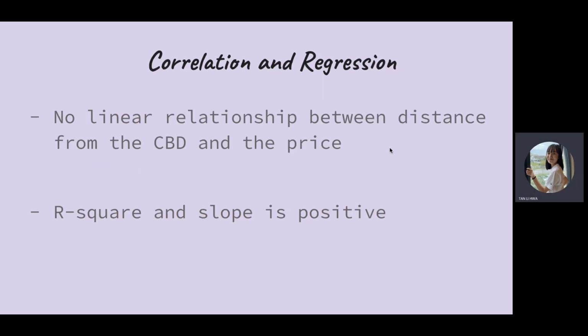Moving on, next is the correlation and also the regression. This part shows no linear relationship between the distance from the CBD and the price. Through the findings, there really is no linear relationship. They show that the R squared and also the slope are positive, with the slope moving from downstairs to upstairs, because it is a very non-linear relationship between the distance from the CBD and the price.